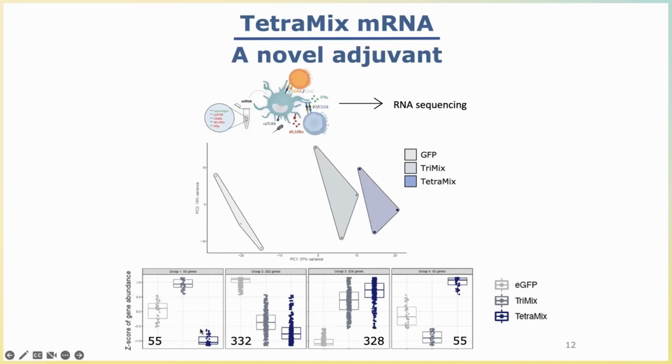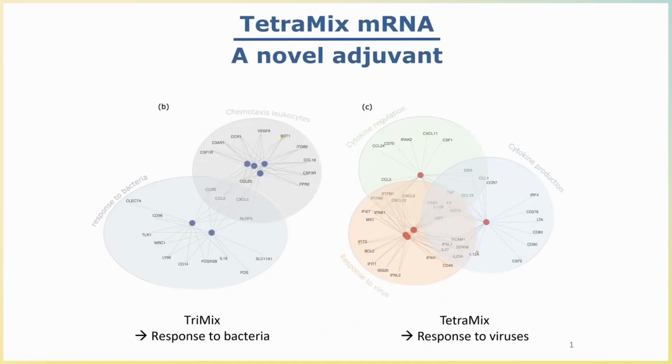And here below, we show that 55 genes are upregulated in trimix modified dendritic cells, while they are downregulated in tetramix modified dendritic cells, and vice versa. 55 genes are downregulated in trimix and upregulated in tetramix. And about 330 genes were either both downregulated or both upregulated.